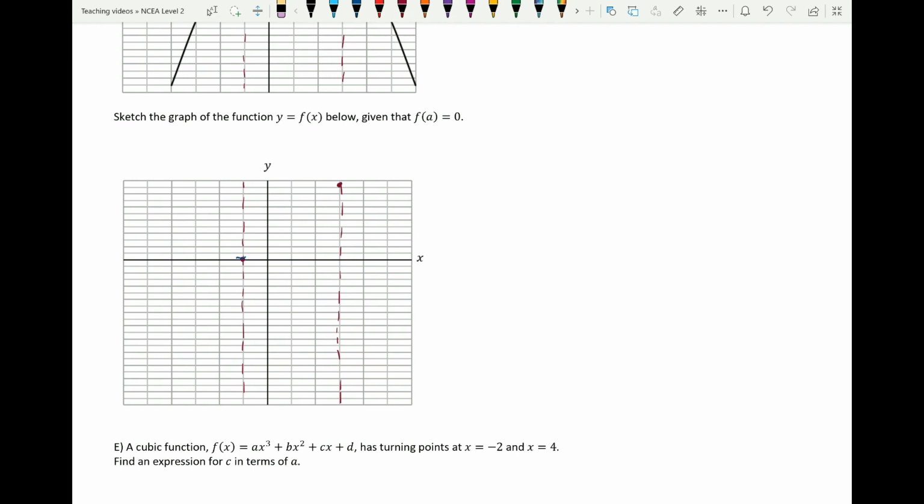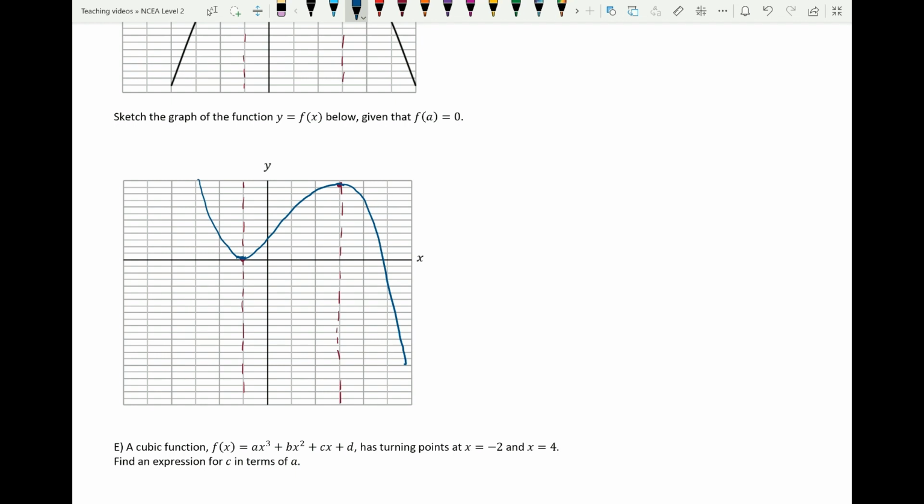Okay, so let's draw it. We're going to go down to this local minimum, then up to the local maximum, and then down. And that is our graph of f(x), our negative cubic. So these ones are merit questions to start with f'(x) and draw f(x).